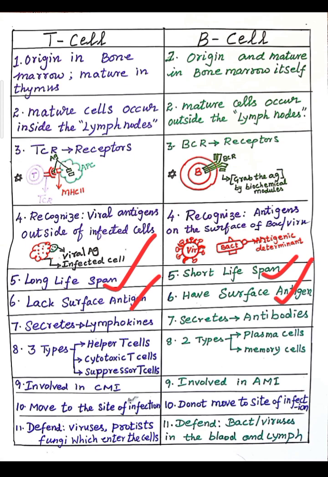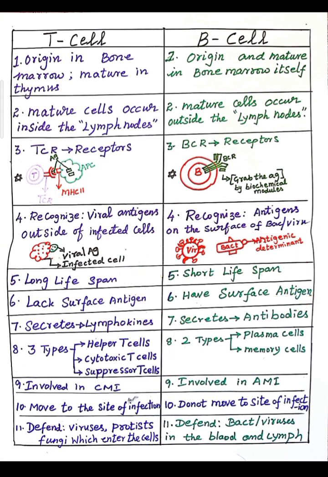Point number 7, it secretes lymphokine. B cell secretes antibodies. T cell, point number 8, T cell has 3 types: helper T cell, cytotoxic T cell, suppressor T cell. Helper T cell and cytotoxic T cell is very well known, which we discussed earlier.